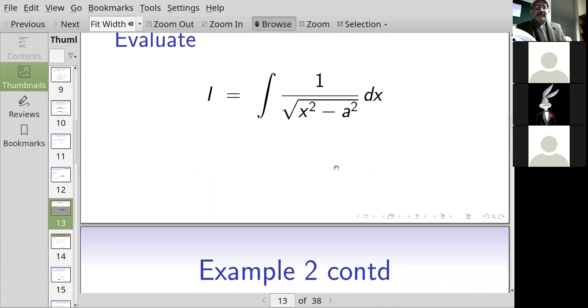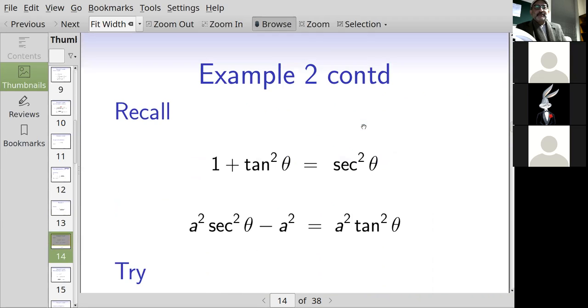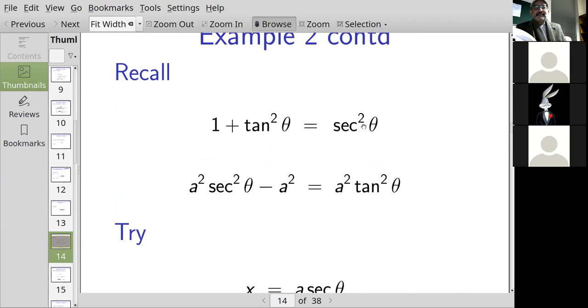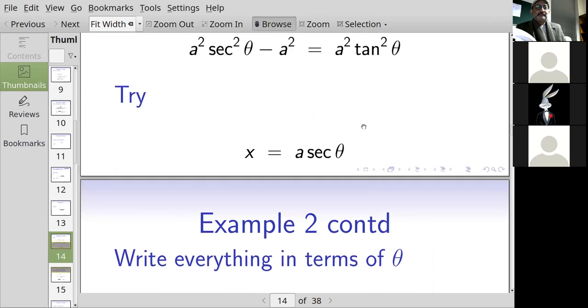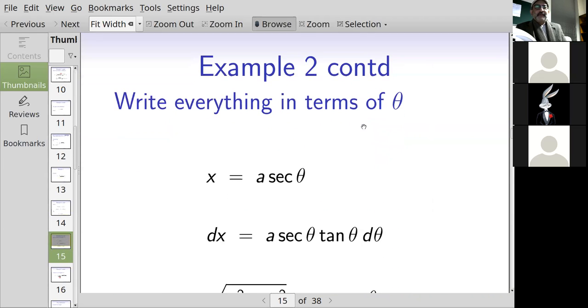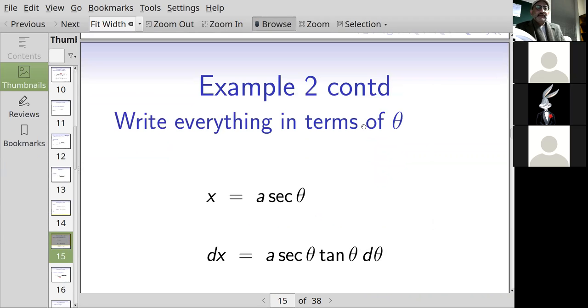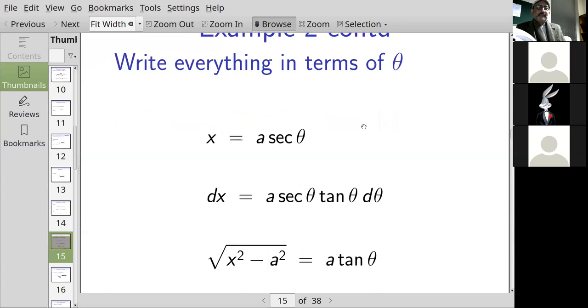Okay? So if you've got a root of x squared minus a squared, and you're absolutely forced to do trigonometric substitution, the substitution that you want to try is x is equal to a secant theta. Okay? So if x is equal to a secant theta, remember the derivative of secant theta is secant theta tangent theta, right? So dx is equal to a secant theta tangent theta d theta.